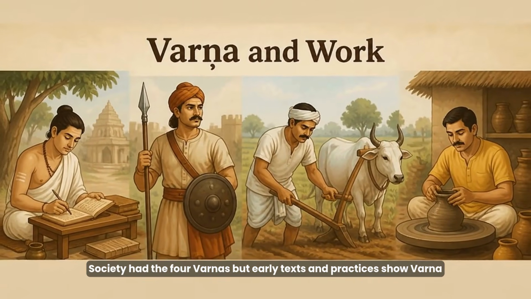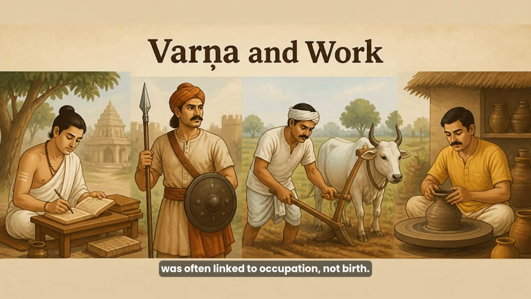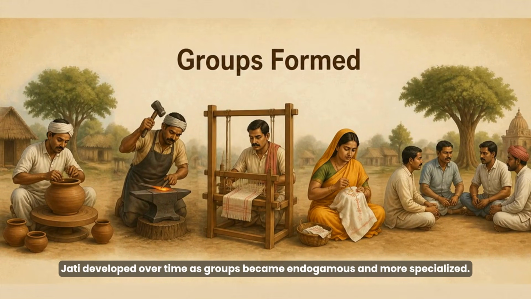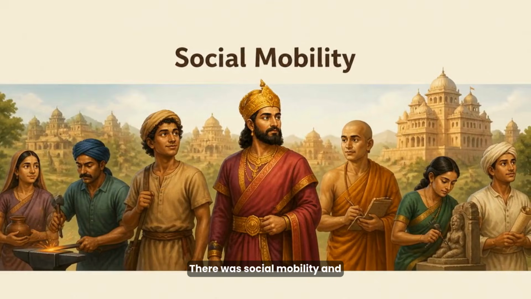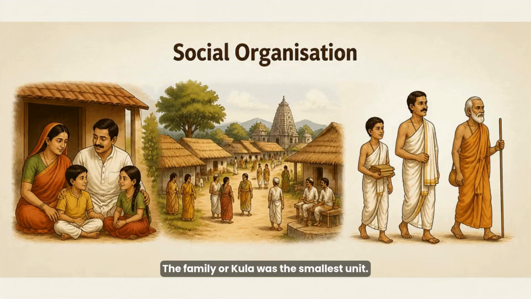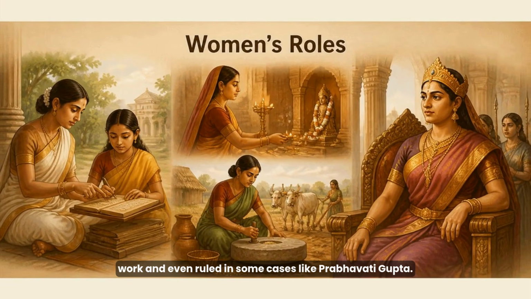Society had the 4 varnas, but early texts and practices show varna was often linked to occupation, not birth. Jati developed over time as groups became endogamous and more specialized. There was social mobility, and many rulers and skilled groups came from varied backgrounds. The family or kula was the smallest unit, villages formed larger units, and life stages like student, householder, and renunciant organized life. Women often took part in learning, rituals, work, and even ruled in some cases like Prabhavati Gupta.